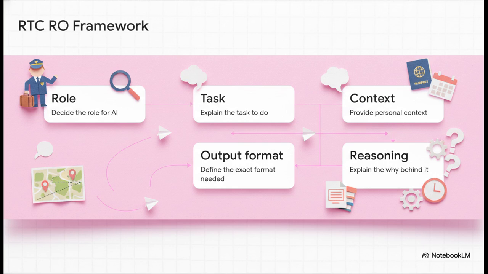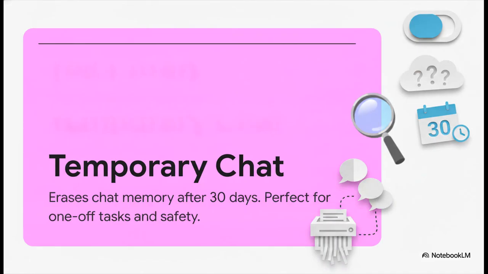We really have to stop treating it like a basic search engine and start treating it like a collaborator that thrives on context. Oh, and while we're fixing fundamentals, I definitely want to quickly point out the temporary chat toggle up on the top right. This is essential for when you need to research some random topic that you do not want permanently messing with your AI's long-term memory. It just keeps a copy for safety for 30 days and then erases it completely. It is the perfect clean slate for those one-off tasks.